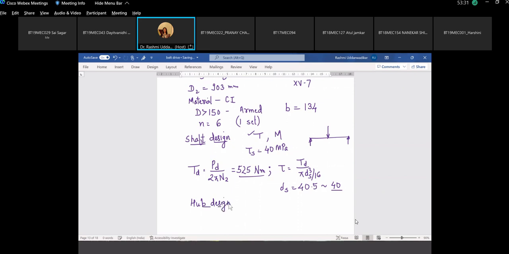Refer to the design data book. Flat belt pulley, same table, 15.7. Capital DH or small dh. What is the value given for hub diameter in terms of shaft diameter as per the design data book? Got this formula?